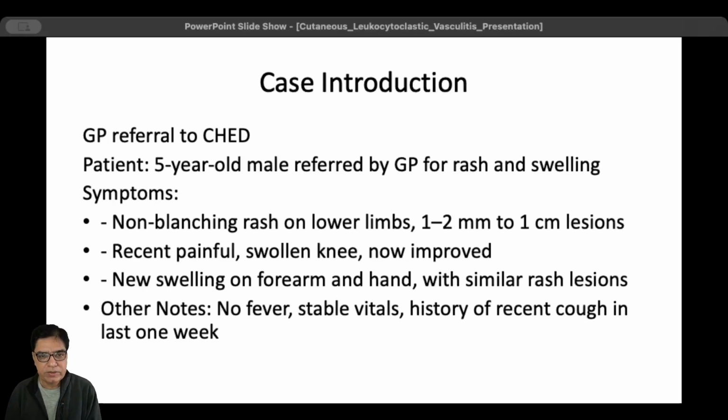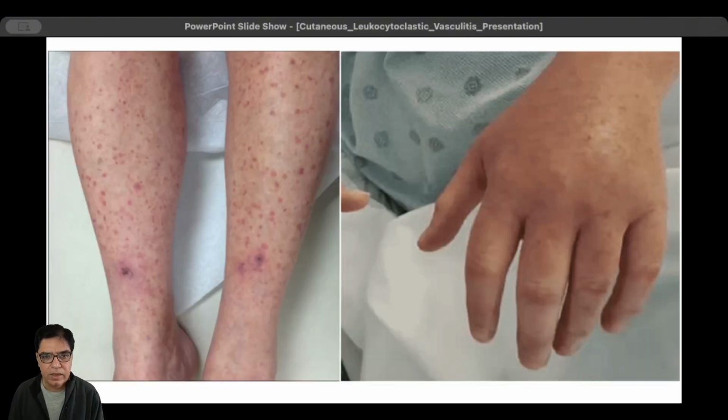Initially, when they were triaging, he was absolutely fine. All the vitals were absolutely fine. He had a PEWS score of 0. He was afebrile, otherwise fine, looking happy. And as I said, the history and examination showed this. So let me show you the type of rash that he had. Here you can see the type of rash that he had on his lower limb. It was a discrete papular, purple, non-blanching rash, which was starting from the groin down to the lower legs.